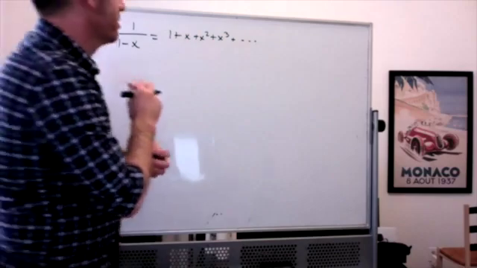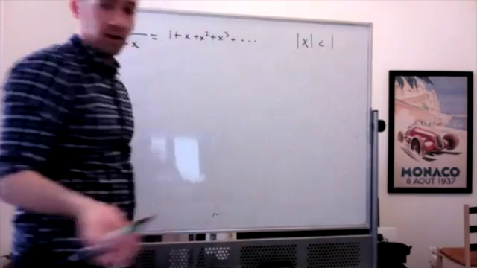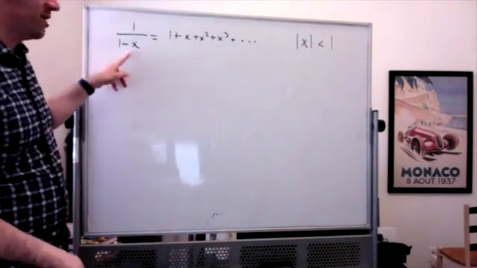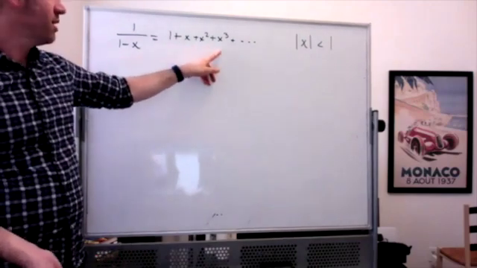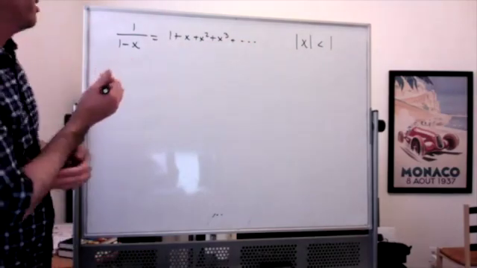This is as long as the absolute value of x is less than 1. Right? This is definitely not true if x is 2. 1 over 1 minus 2, which is negative 1, does not equal 1 plus 2 plus 4 plus 8, et cetera, et cetera, et cetera. So it's only true for the interval of convergence.